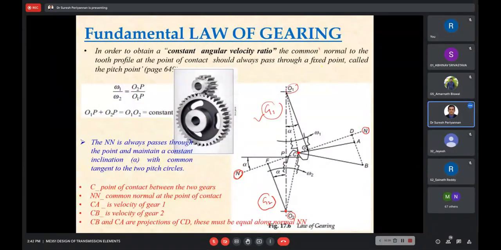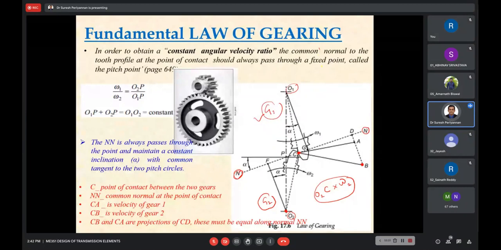Now, we know the radius, right? This is the distance we know, O1 to C, the radius of gear 1. Now, take O2 into C. What is O2C into omega 2? You take the perpendicular; you might have studied this velocity diagram in kinematics of machinery or dynamics of machinery. Now, draw the perpendicular line from this C. This is our velocity, omega 2 into O2C. It is the velocity of our gear 2.